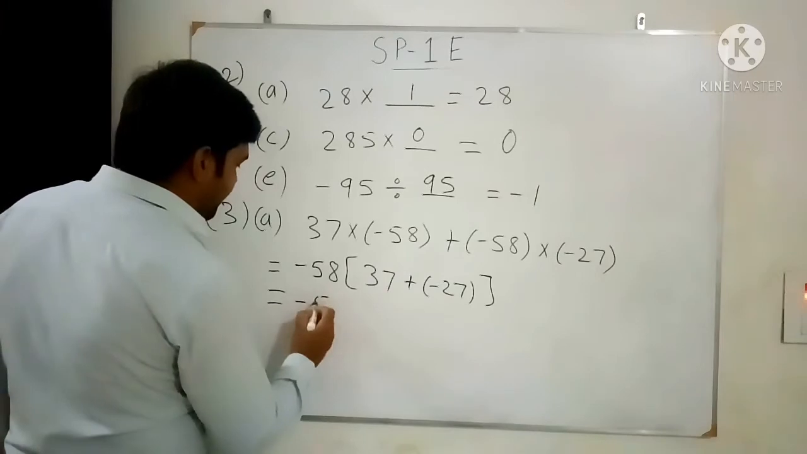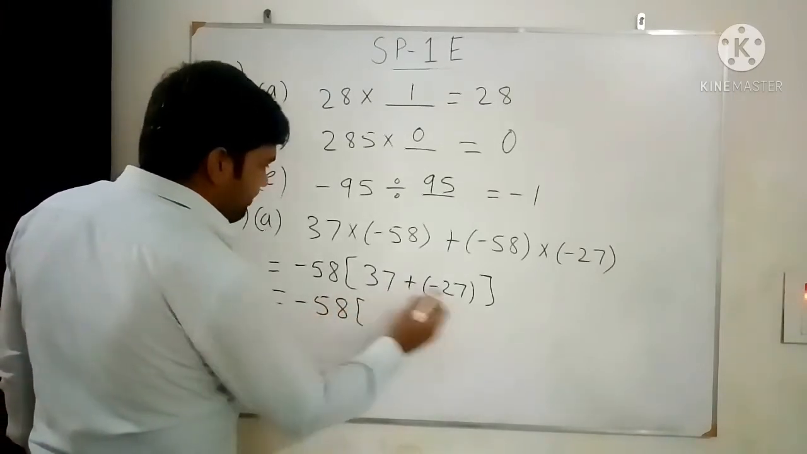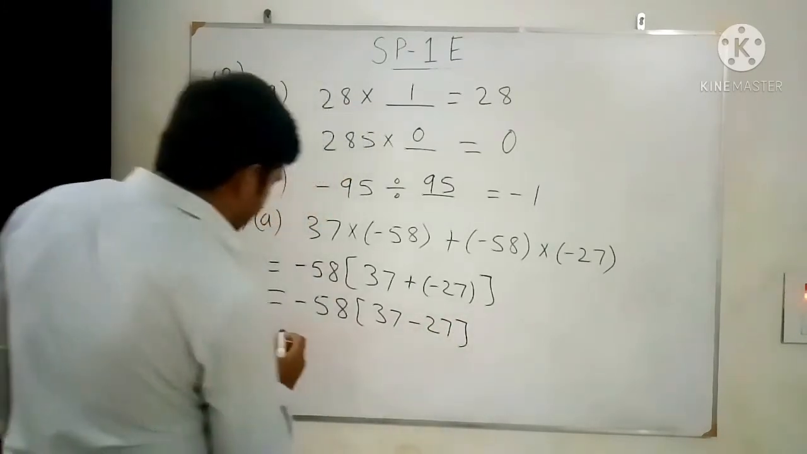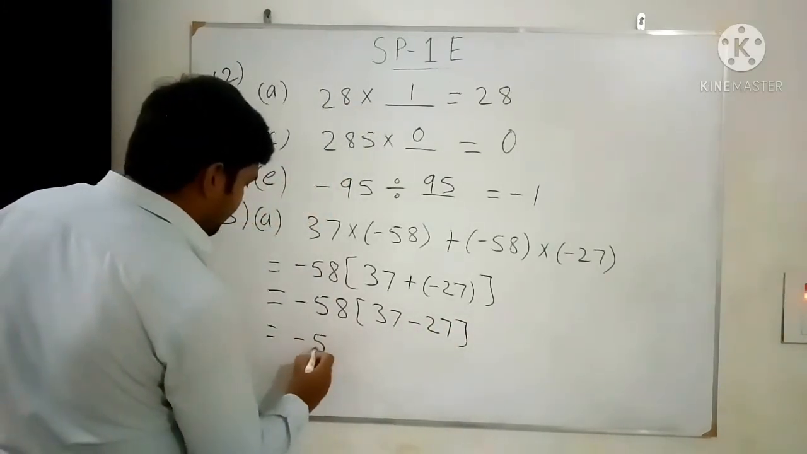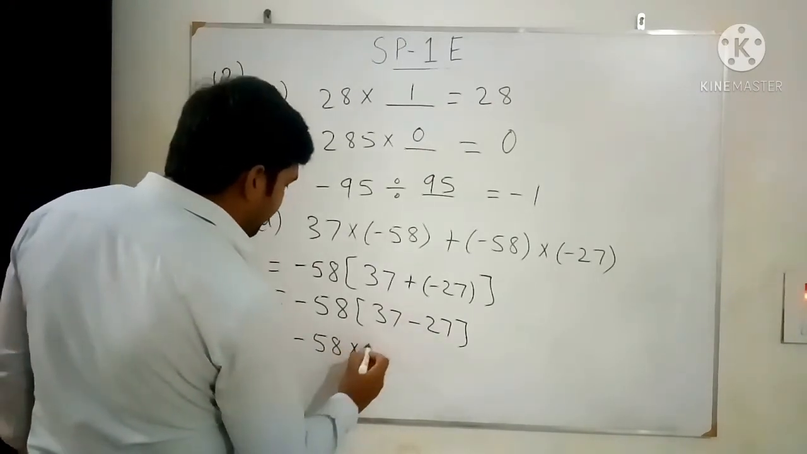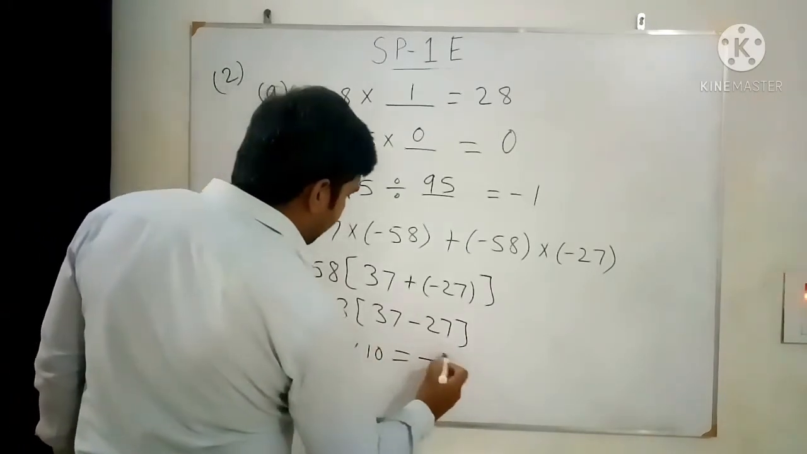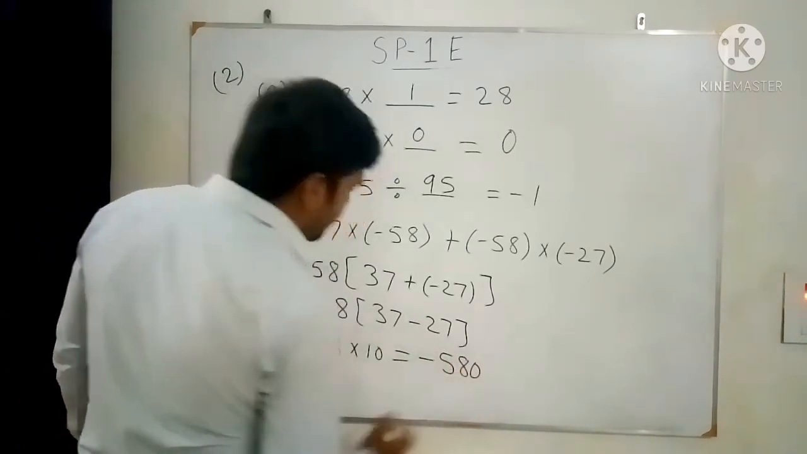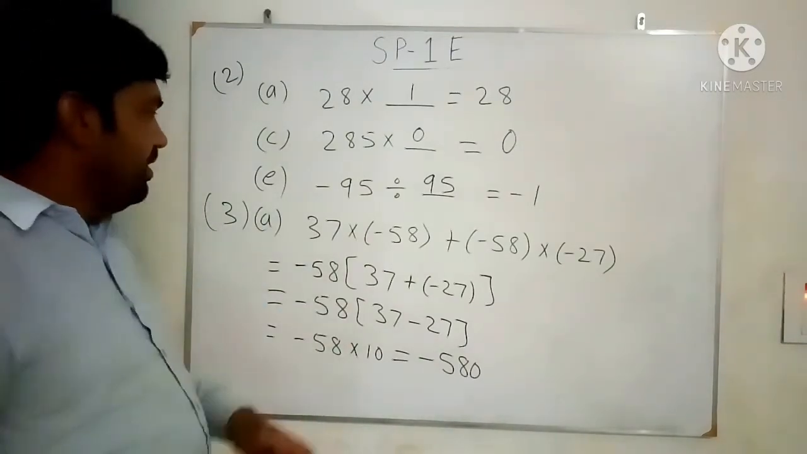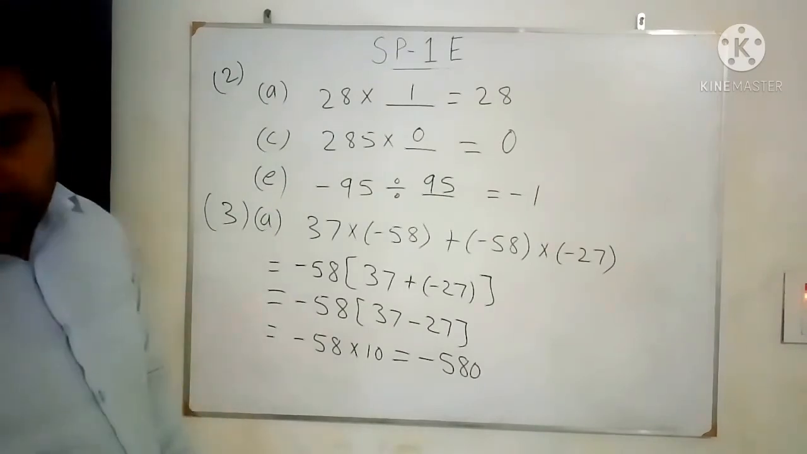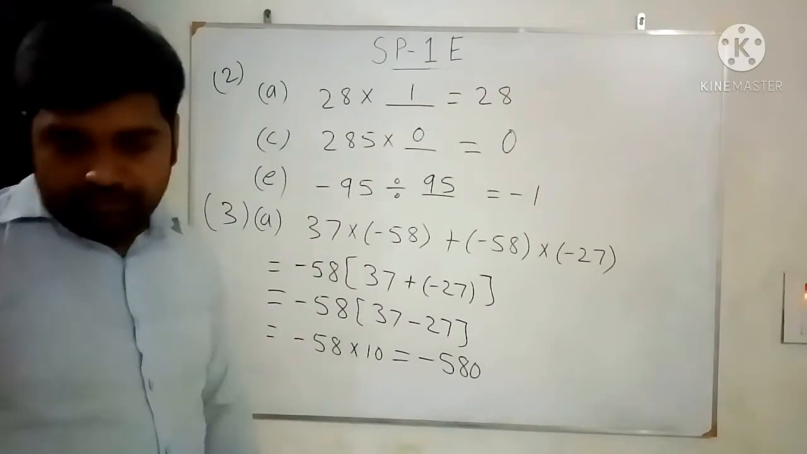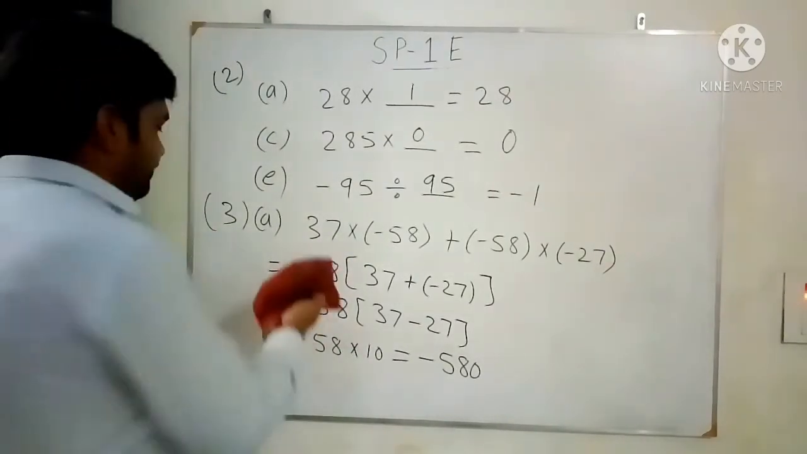Now here minus 58 into 37 minus 27. 37 minus 27 gives you what? 10. Minus 58 multiply 10, so here the product you will get is minus 580. Like this you have to evaluate. Which property did we use here? Distributive property. So using suitable properties we have to evaluate. Now we move to the next question.